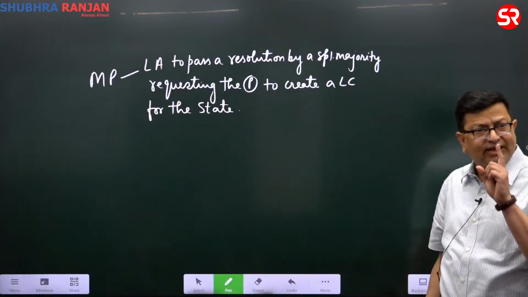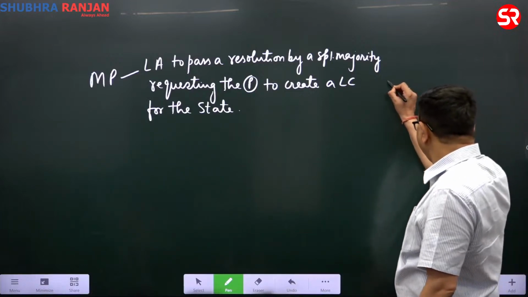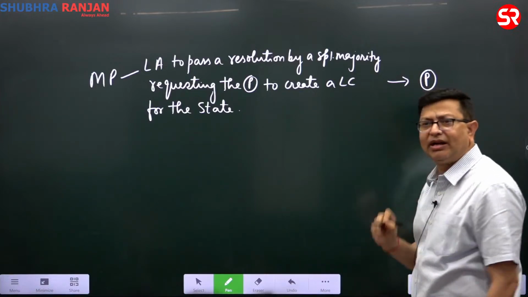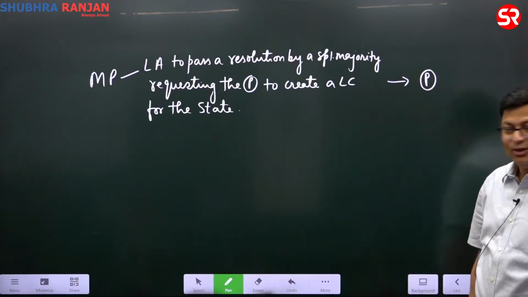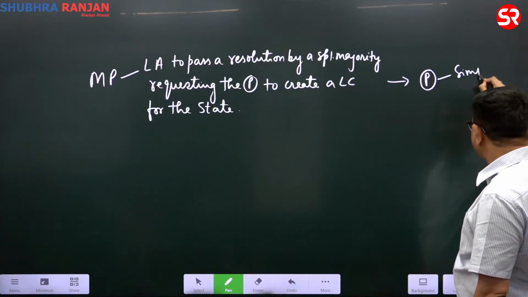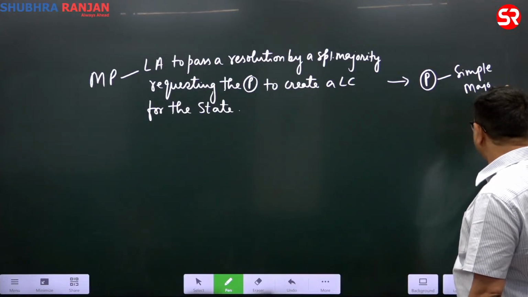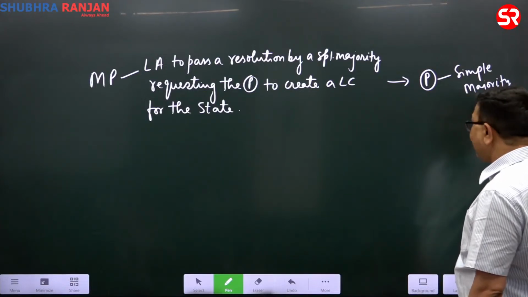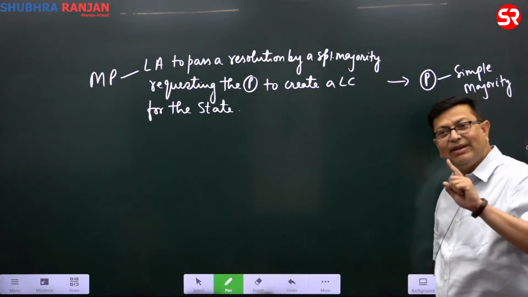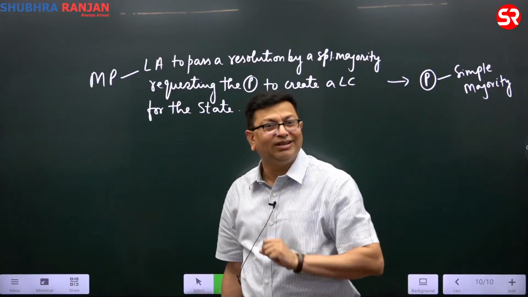So the initiative will be from the legislative assembly, and after that the final authority is the parliament. So the parliament, by a simple majority, can pass a bill and a legislative council can be created. The same is the process for the abolition of the legislative council.